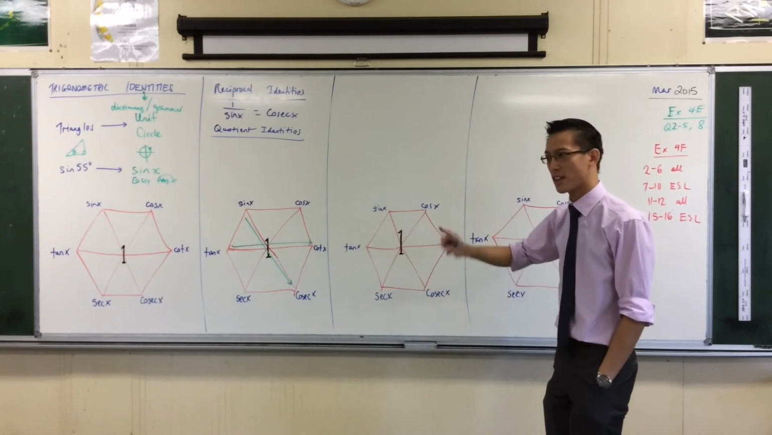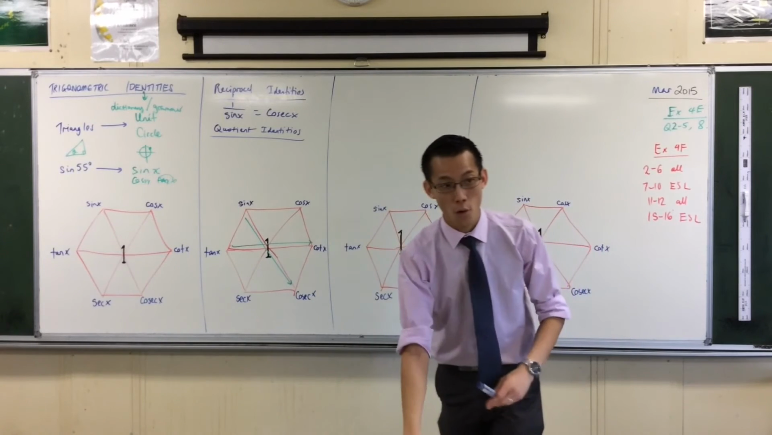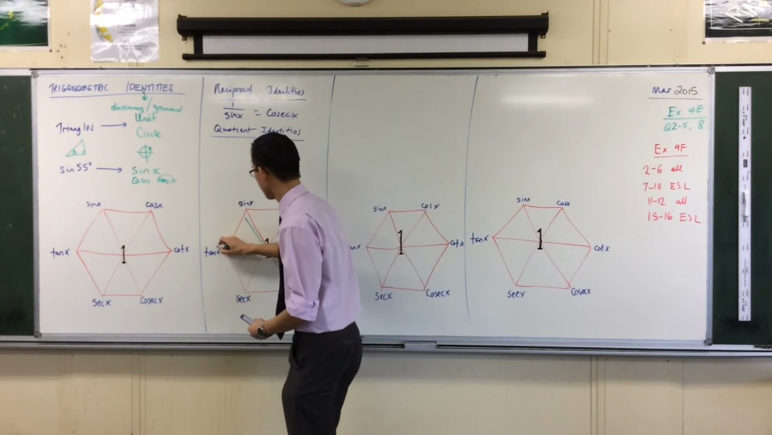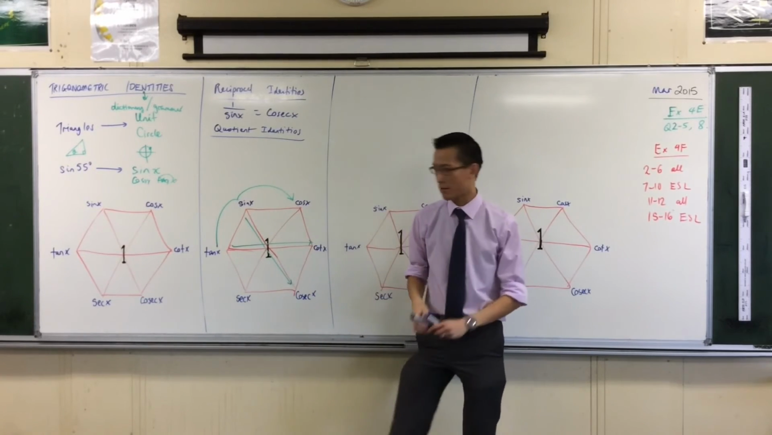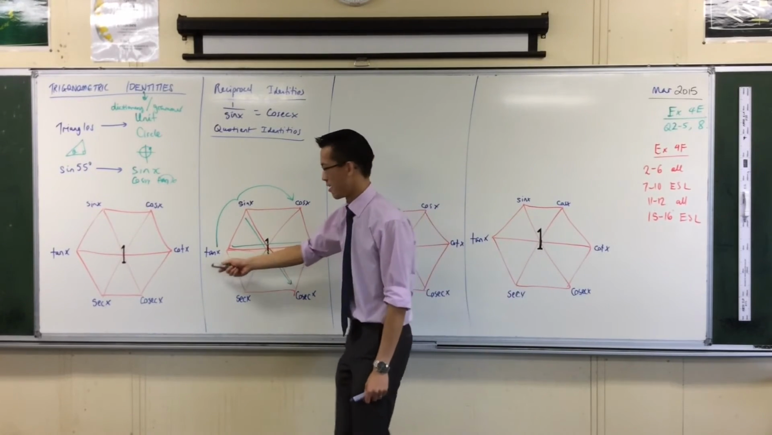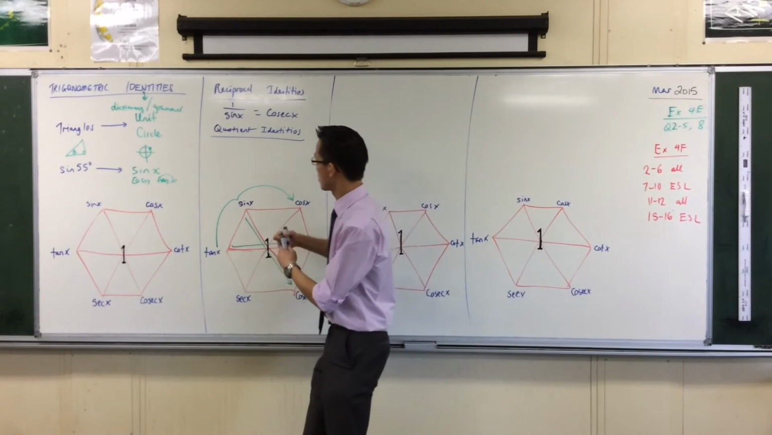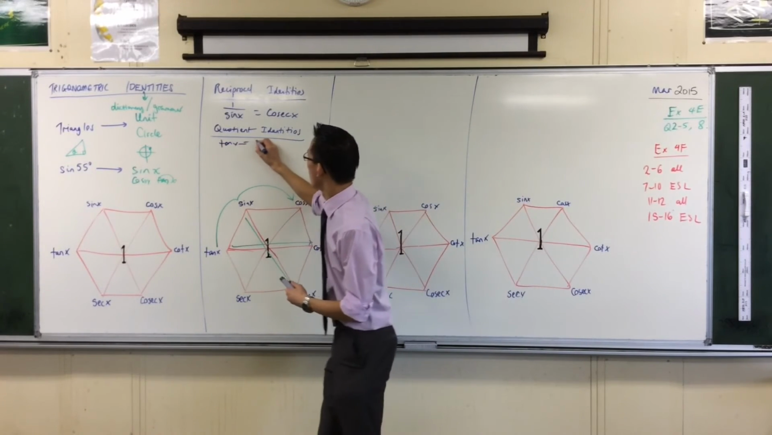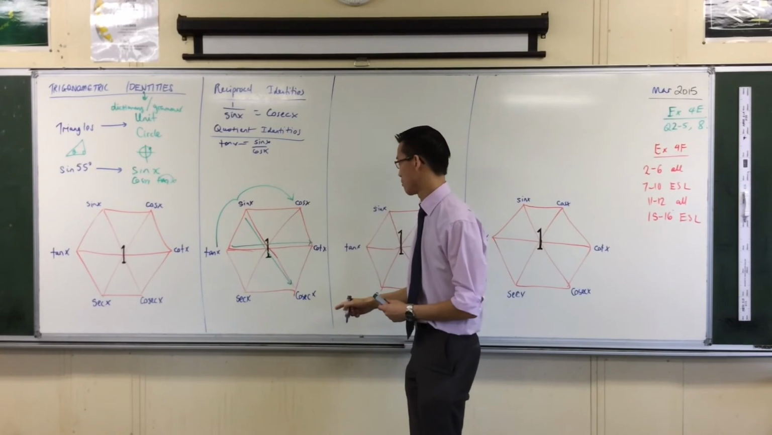Instead of going across the hexagon, I'm going to go around the hexagon. And I can go either way. For example, the most obvious one is this one. See what I've done? I've gone around the edge. And sure enough, tan x is sine on cos. Tan x is sine on cos. But that's not the only one. You can go all the way around. Let's have a go at this one.